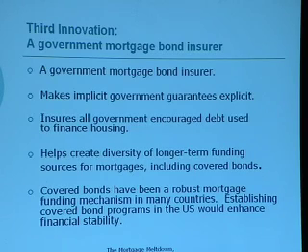So our third innovation is a government mortgage bond insurer. A government mortgage bond insurer makes implicit government guarantees explicit. It ensures all government-encouraged debt used to finance housing. It creates a diversity of longer-term funding sources for mortgages, including covered bonds. And we want to discuss covered bonds because covered bonds have been a robust source of mortgage funding in many countries. Established covered bond programs in the United States would enhance financial stability. And of course, the chairman talked about some of that earlier today.